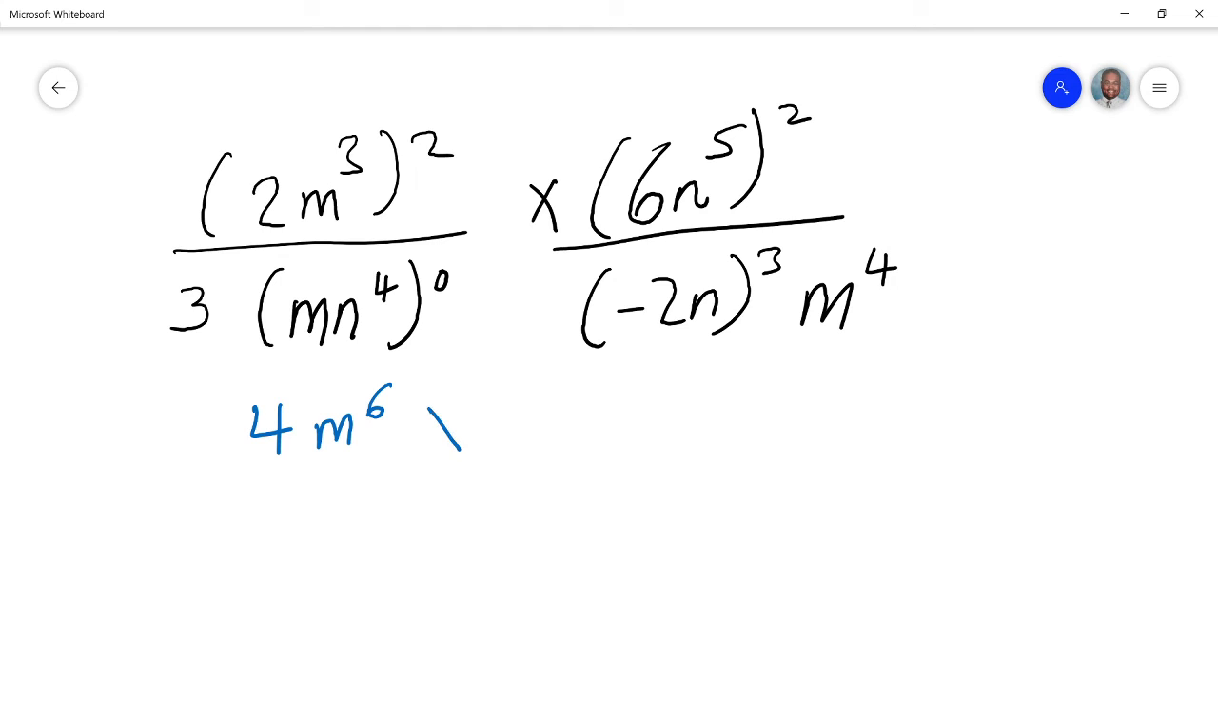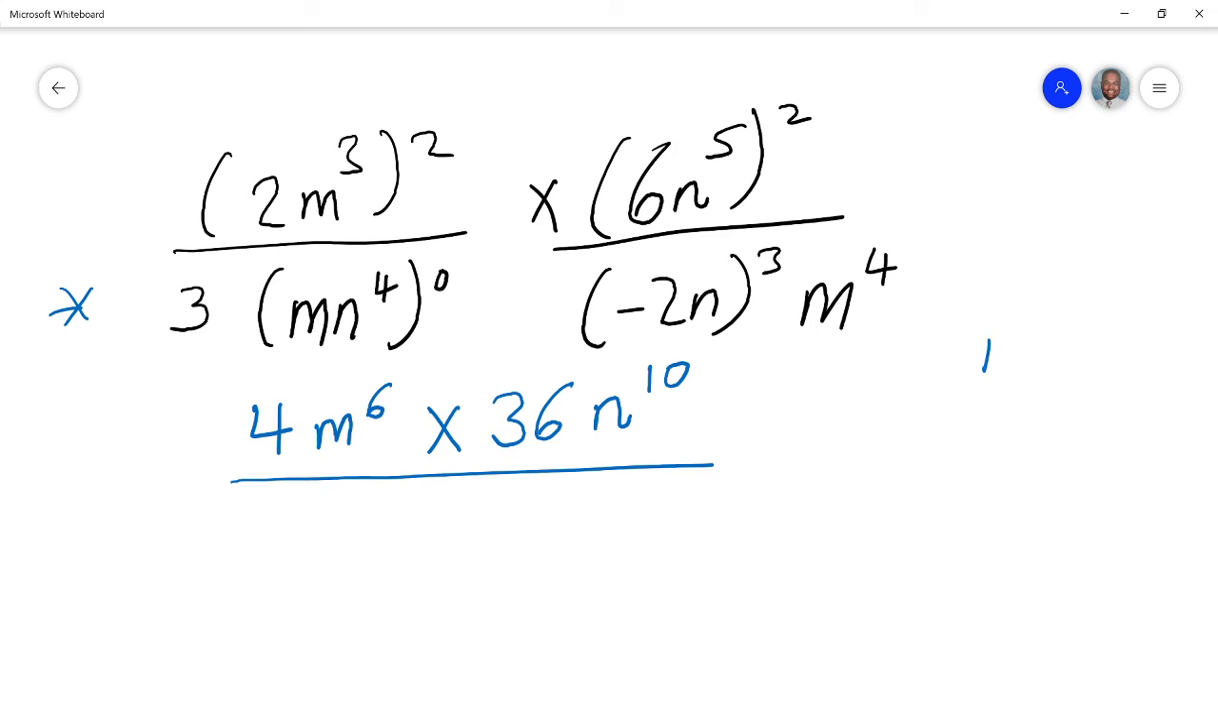Okay, and I'm going to multiply (6n^5) squared, so 6 squared becomes 36, and n to the power 5 squared is n to the power 10. Okay, and then I'm going to divide by your denominator values here. Now we know very well the index law where you say anything to the power 0 is equal to 1. So (mn^4) to the power 0 is equal to 1, and 1 times 3 becomes 3, times negative 2 to the power 3, which is negative 8, n to the power 3 and m to the power 4.